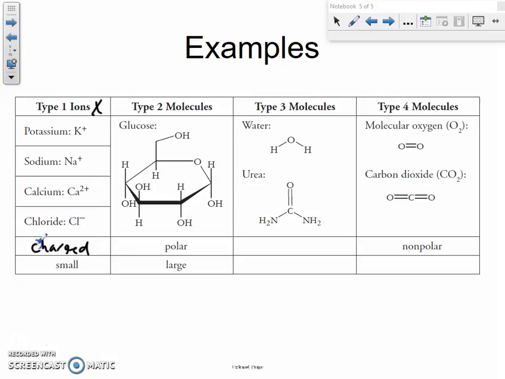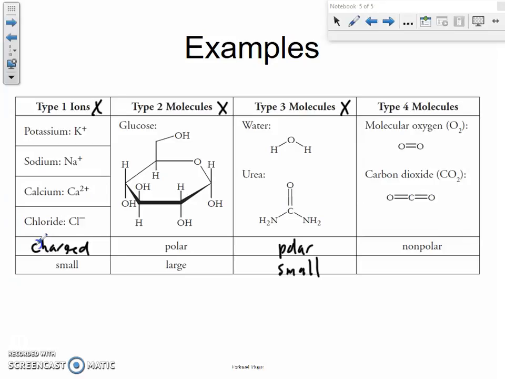And since this is polar and also large, it can't enter the cell through simple diffusion. And then we have a third type of molecule: these molecules are polar, but they're small. Water is an example, and urea is what we pee out. It's what our nitrogen waste products are made from. And these cannot go through the cell membrane through simple diffusion.